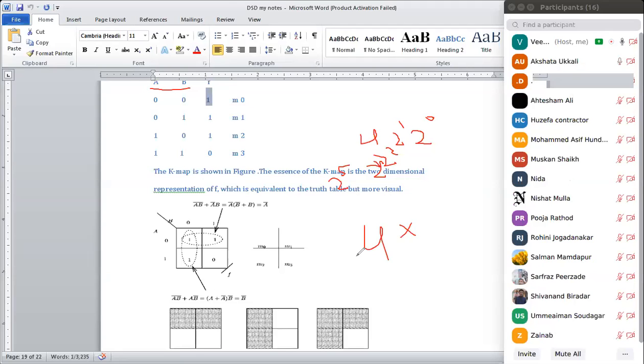One group of 4 numbers I cannot do. Then what can I do? What is lesser than 4? It is 2. 2 raised to 1 is 2.